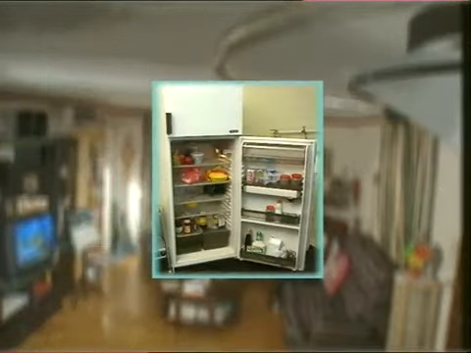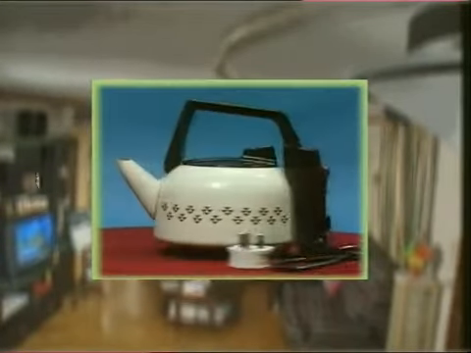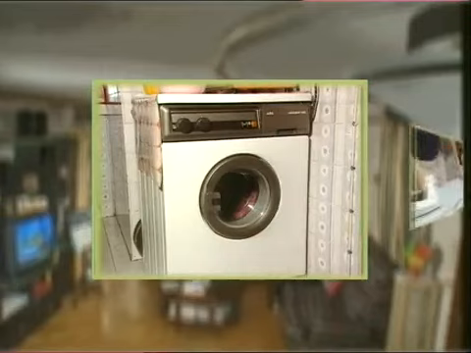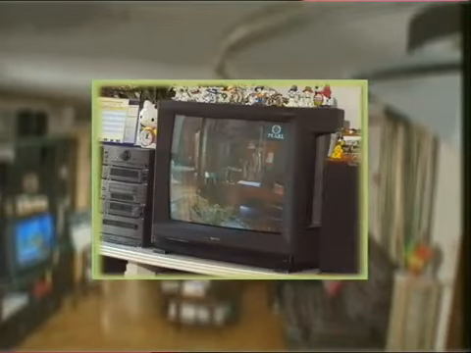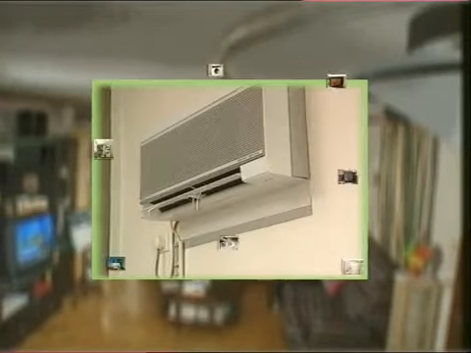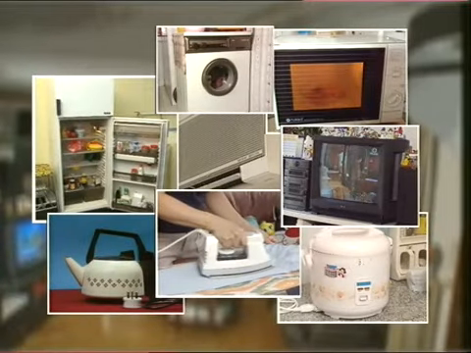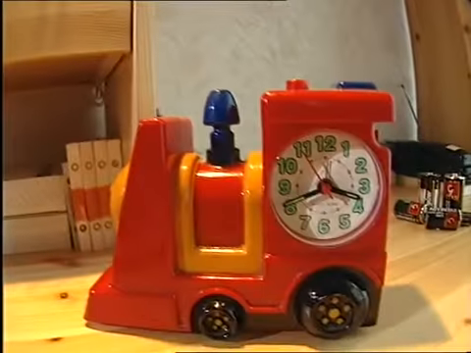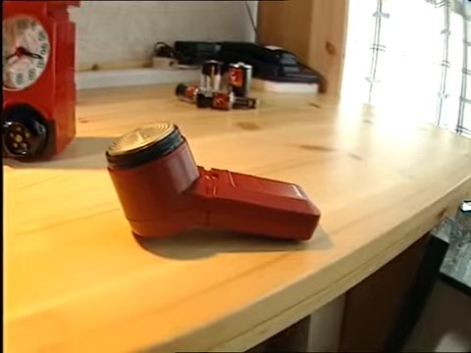The refrigerator, the rice cooker, the microwave cooker, the electric kettle, the washing machine, the iron, the television set, and the air conditioner are large electrical appliances. Smaller items include the torch, the radio, the alarm clock, and the electric razor.